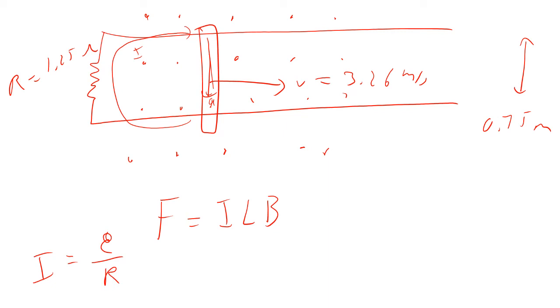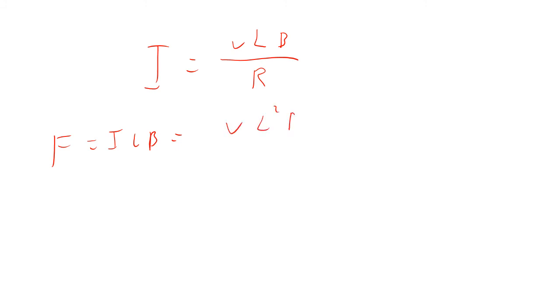So how do we find the EMF? Well, this is motional EMF. So the motional EMF is going to be the velocity times the length of the bar times the magnetic field. Okay, so that means the current is going to be equal to the velocity times the length times the magnetic field divided by R. So that gives me the current, and then the force, which is ILB, is going to therefore be V L squared B squared over R.